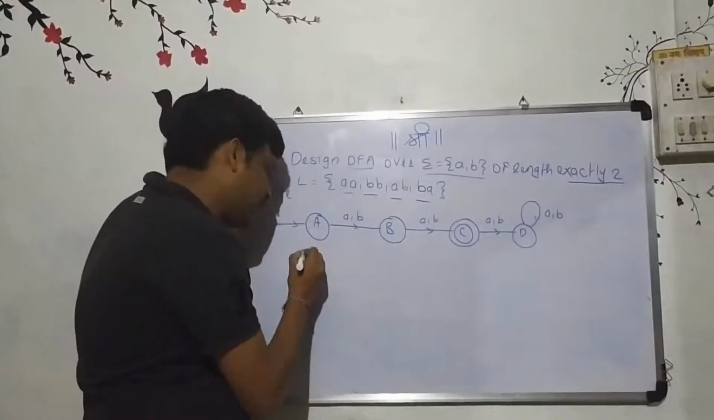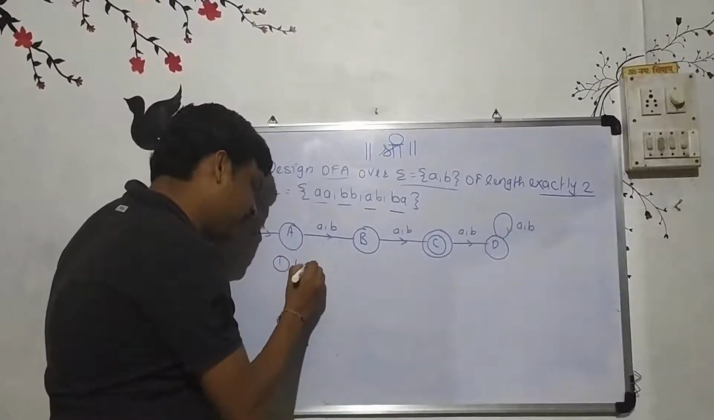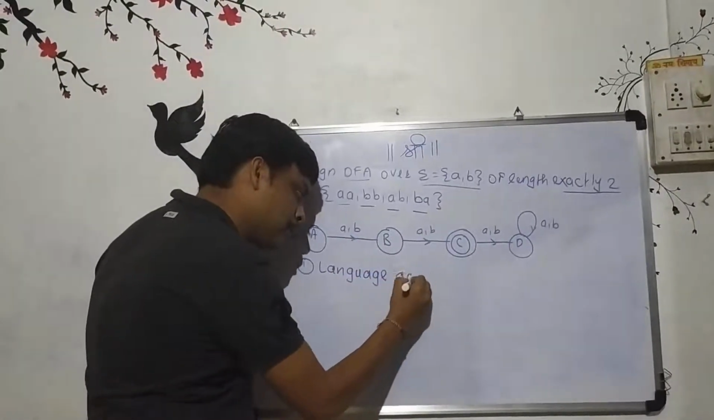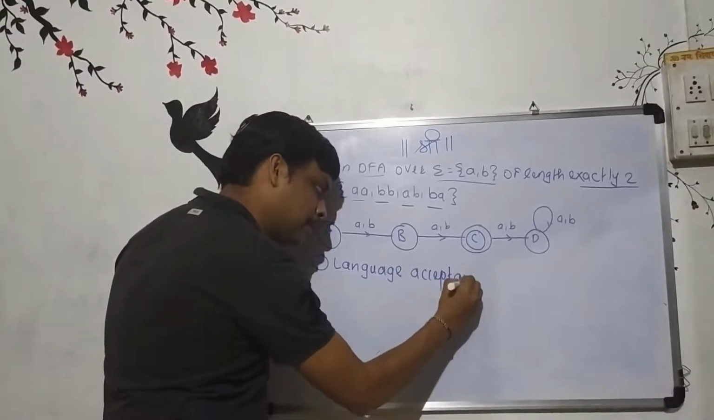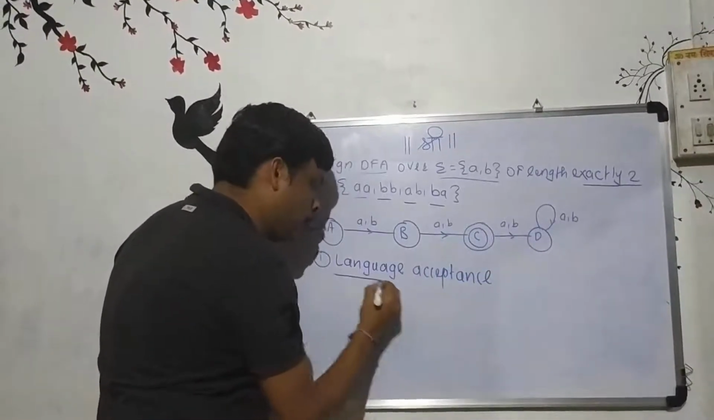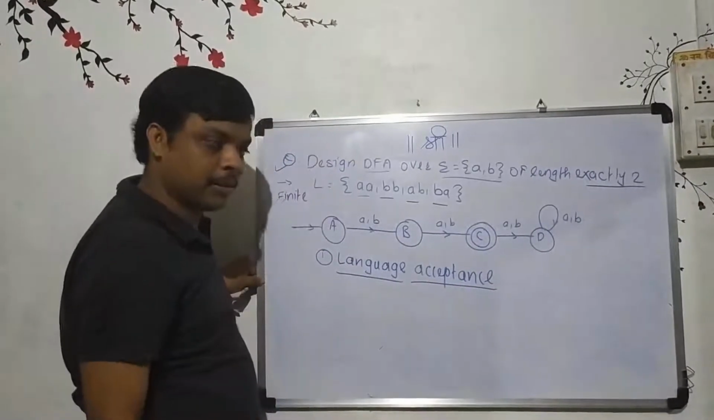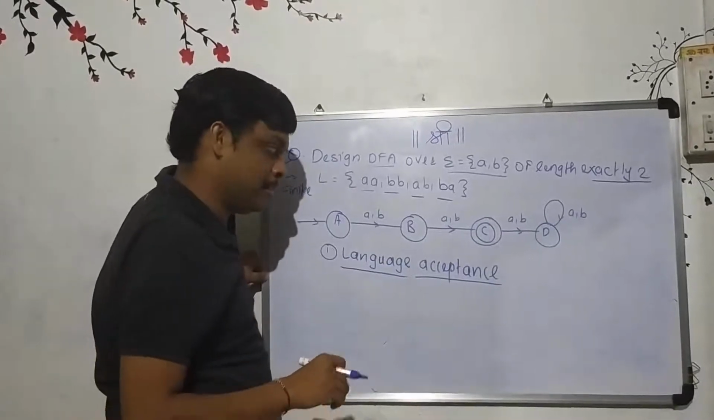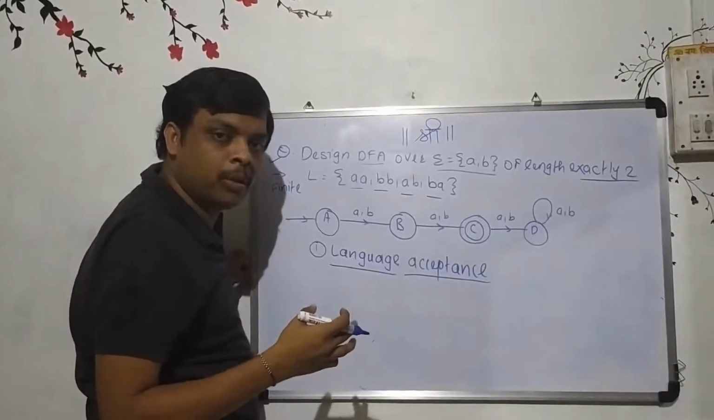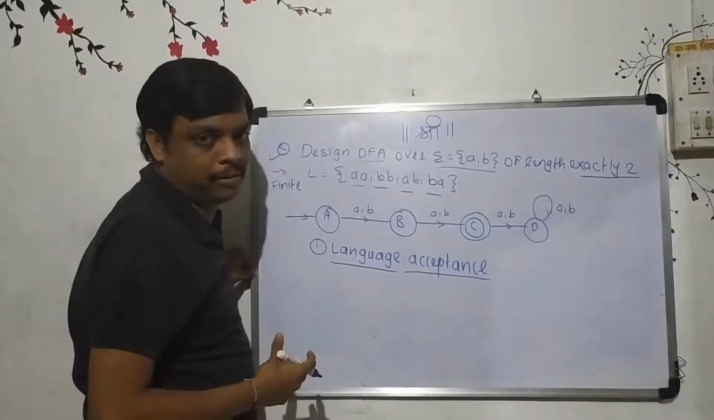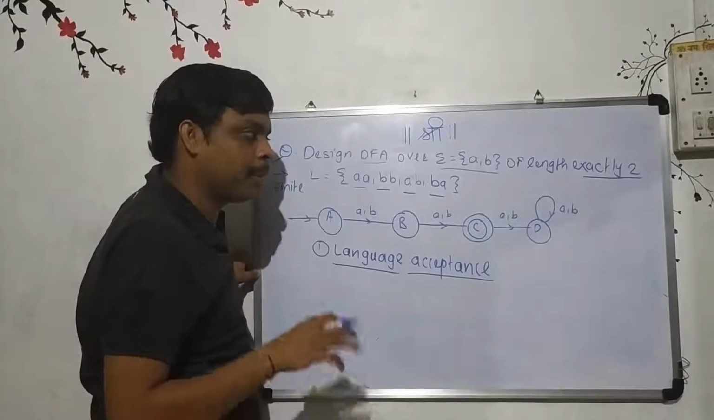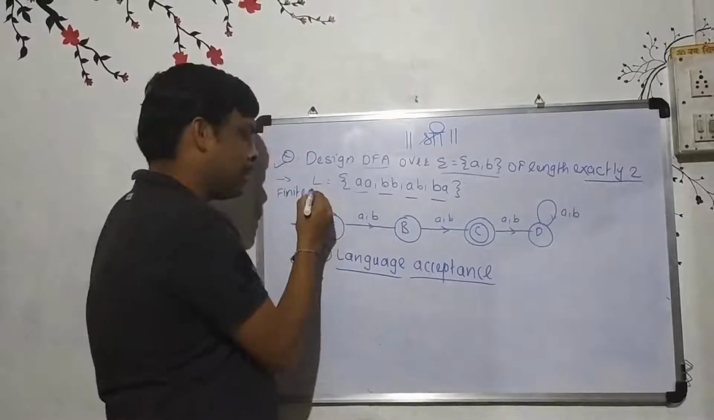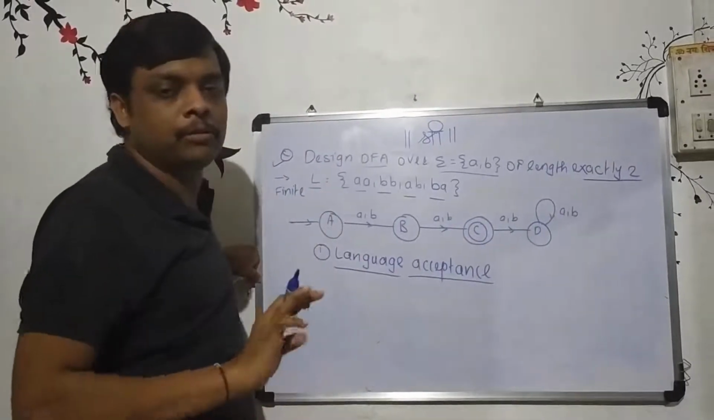First point is language acceptance. What exactly is language acceptance? As I said earlier in my previous session, for every language we have to draw a separate DFA. It's not the case that for all languages we have to draw the same type of diagram. When your language changes, accordingly your DFA will also change.